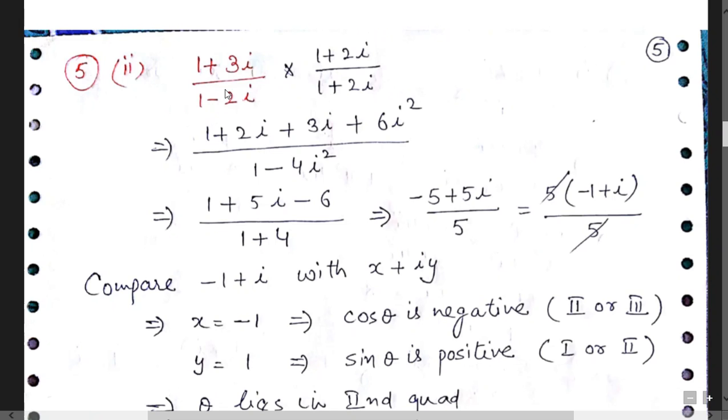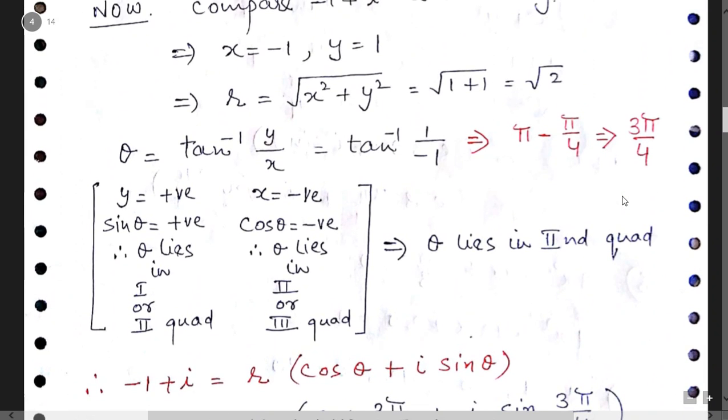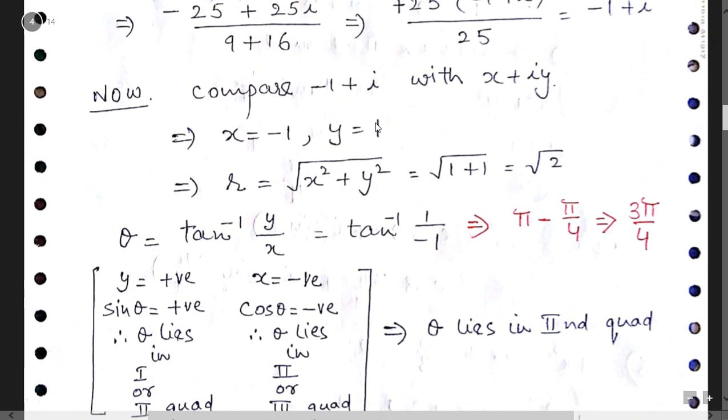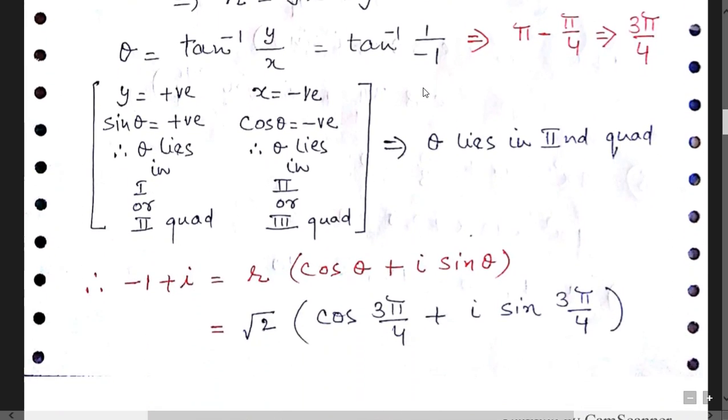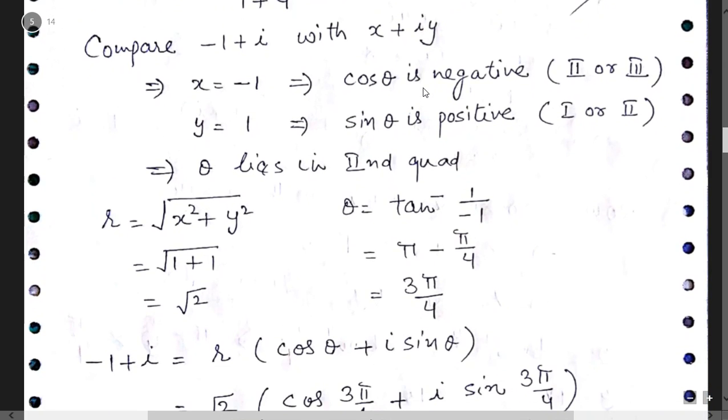It is 1 plus 2i plus 3i plus 6i squared, and 6i squared can be written as minus 6. 1 minus 6 is minus 5, plus 5i, divided by 5. Taking 5 common, it's minus 1 plus i. Again the statement is same as the previous one. This one we have already completed in the previous question, minus 1 plus i. You can calculate easily.